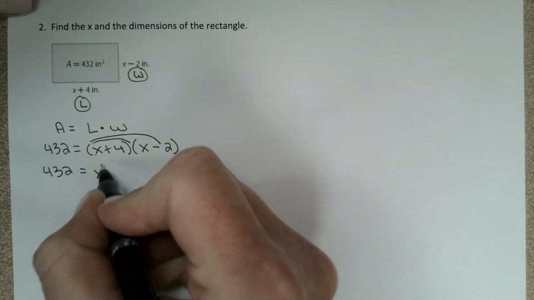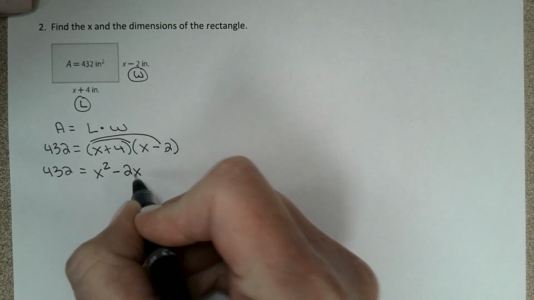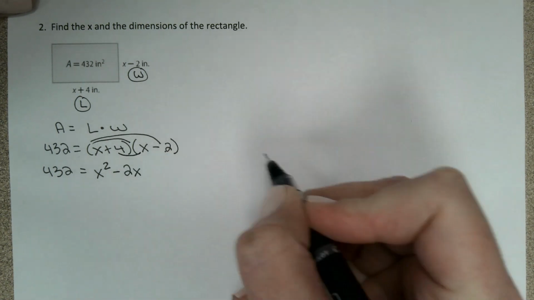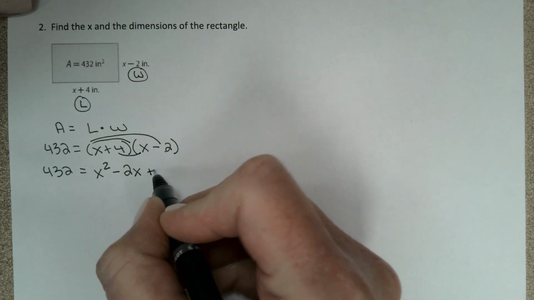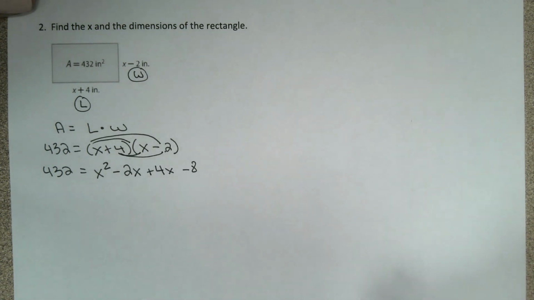X times x is x squared. X times negative 2 is negative 2x. Now move to the 4 and distribute. 4 times x is 4x. 4 times negative 2 is negative 8.